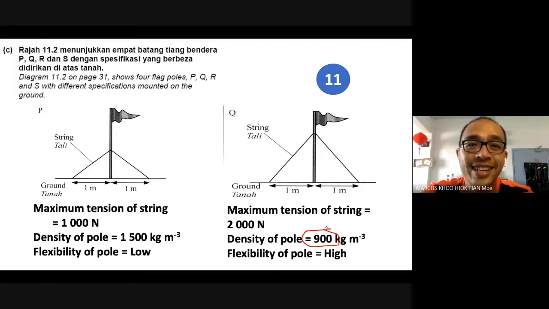Okay, it's very heavy, and if you can make the pole lighter, it's better. So we choose low density because it is lighter.